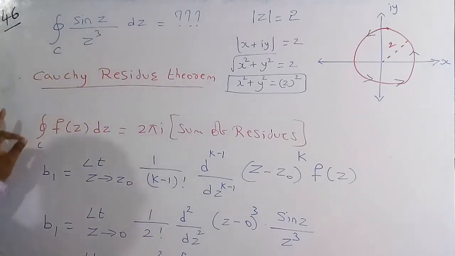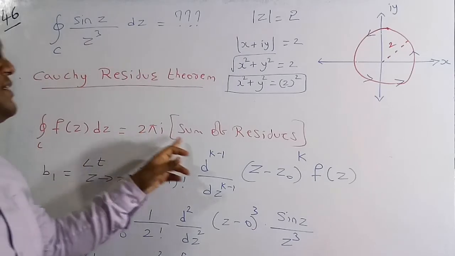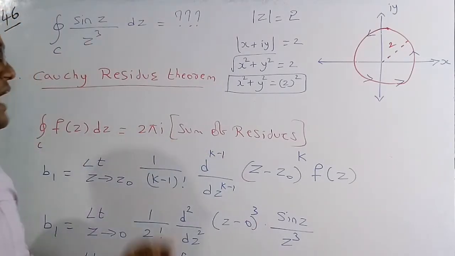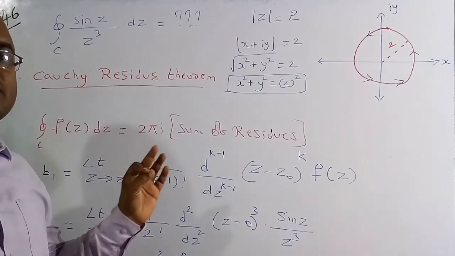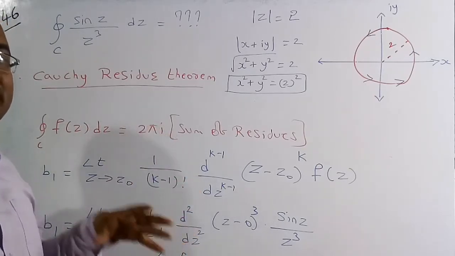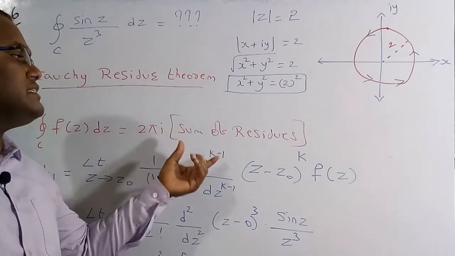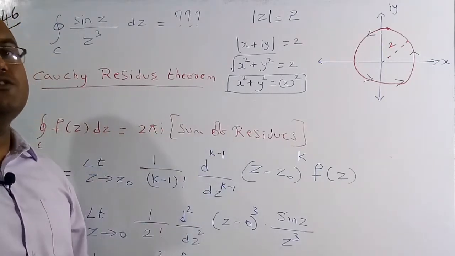that the closed line integral of f of z into dz is equal to 2 pi i into the sum of the residues. That is, if the function is singular at some points and these are inside the closed curve, then we have to take the residues at only those singular points.